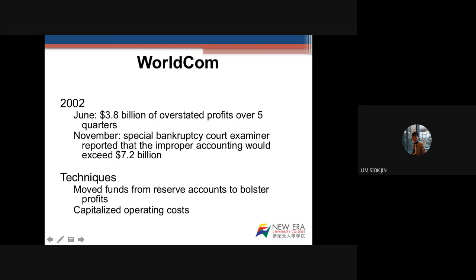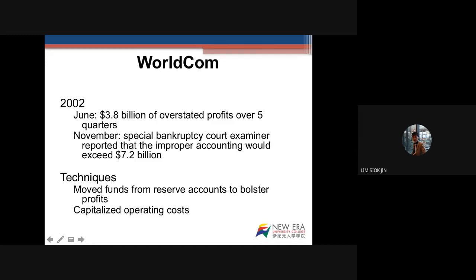Where in June 2002 they showed a profit of 3.8 billion, but this amount was overstated, meaning the fake profit is not real. So after that, in the same year, in November, they reported that they were actually making a loss. The court reported improper accounting that exceeded 7.2 billion. So instead of making a profit of 3.8, they were actually making a loss.